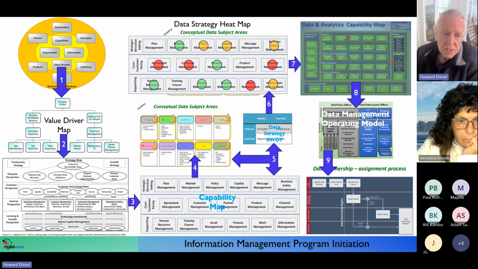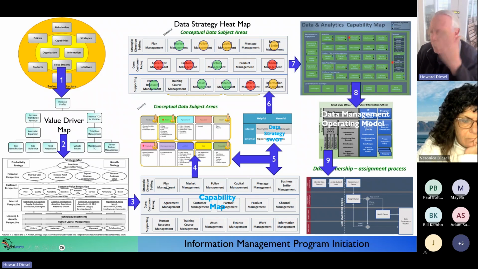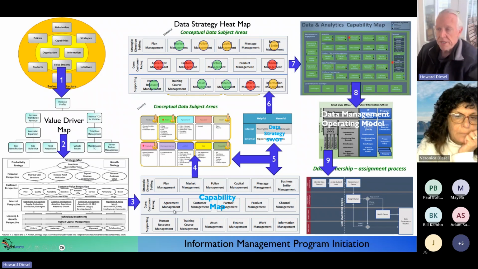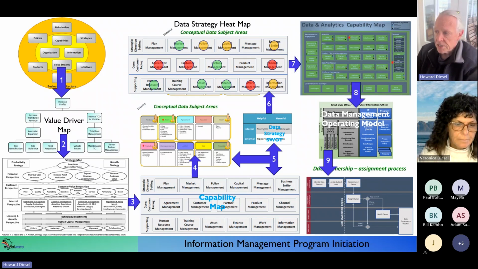Yes. Cool, thank you. And remember, JG, we actually derive the data estate or the subject area from the capability map. So we look at the nouns and the verbs in the capability map: plan, market, policy, capital, message, business entity, information, product, customer, agreement. Can you see all of the nouns that are quickly coming out that form your subject area or your data estate? Yeah, thank you. I see that.